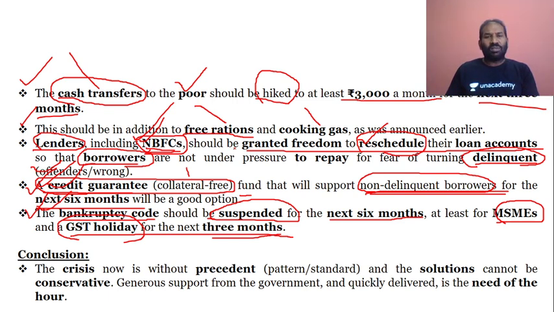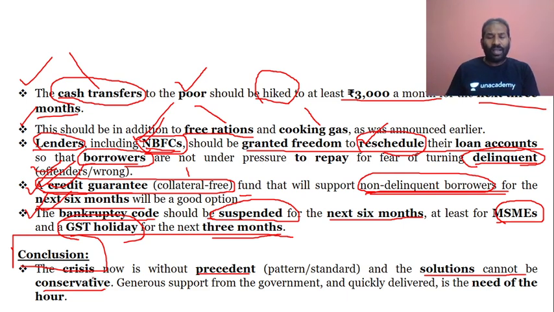The government has to come up with a precise policy in regards to the strategic exit, so that it will focus on the lives and at the same time provide the livelihoods. And the conclusion I would make is that the crisis is now without precedent, that is, without any kind of standard pattern, and the solutions cannot be conservative, in the sense of conventional.